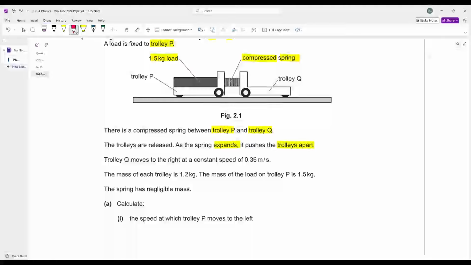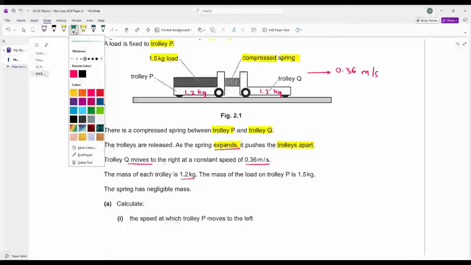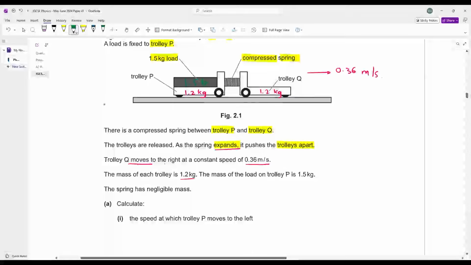बेटा जैसे ही spring expand हो रहा है, it pushes the trolleys apart. Trolley Q moves towards the right at a speed of this. ठीक है ये भी highlight कर देते हैं. Trolley Q is moving towards the right with a speed of 0.36 meters per second. Okay. The mass of each trolley is 1.2 kg. ठीक है भाई इसका मास भी 1.2 kg है, इसका मास भी 1.2 kg है, और यहाँ पे जो लोड है उसका मास क्या है भाई? 1.5 kg. So you can write it here 1.5 kg. Perfect. The spring has negligible mass. Perfect.